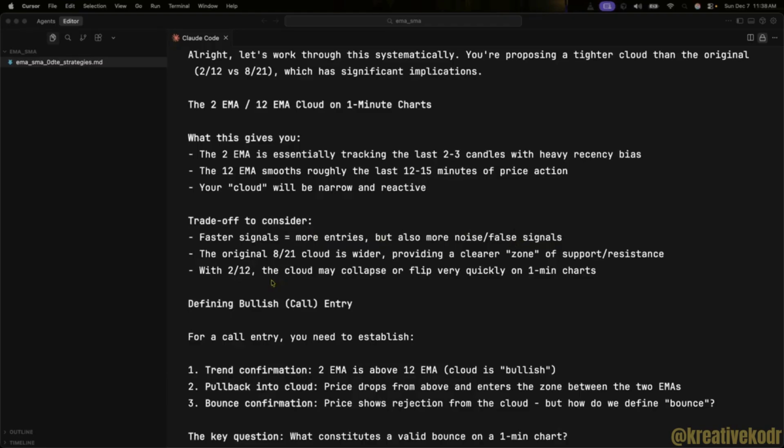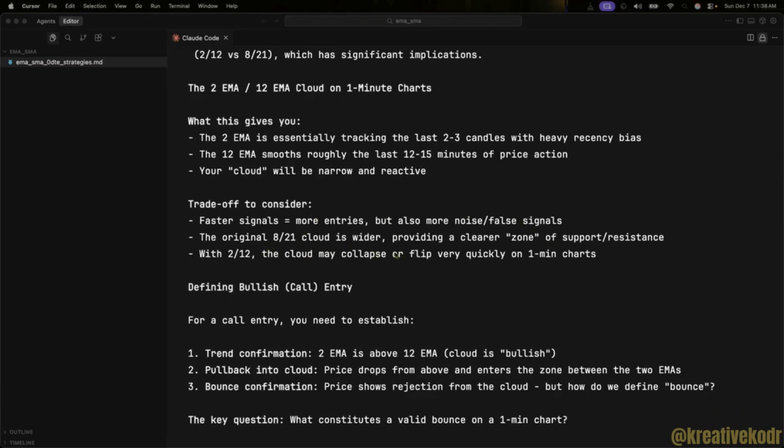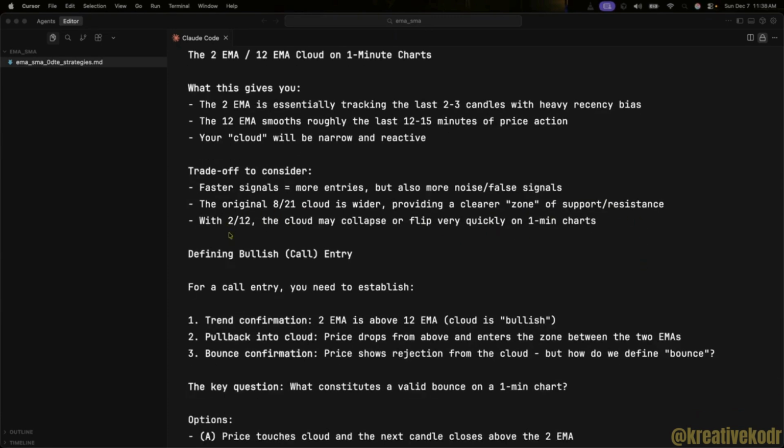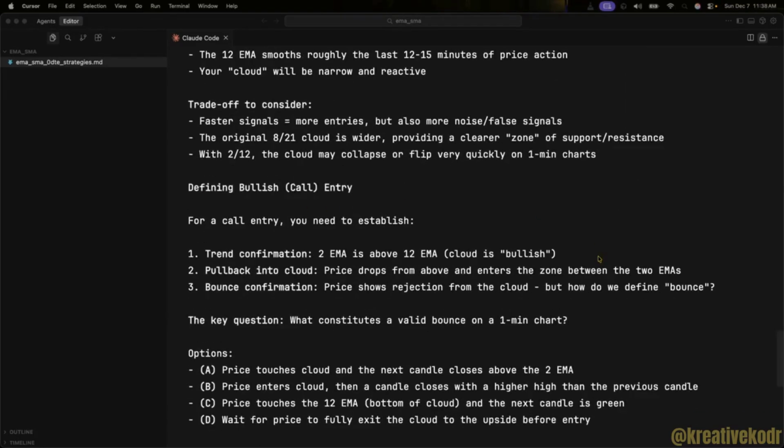Who knows? Let's see. The original 8-21 is wider, providing a clearer zone of support and resistance. With your 2-12, the cloud may collapse or go flat very quickly on a 1 minute chart. Defining the bullish call entry.